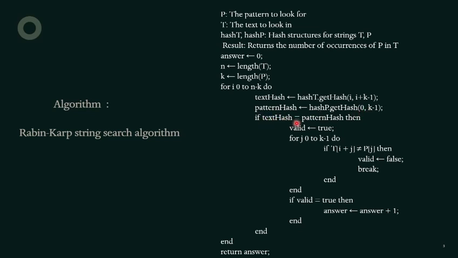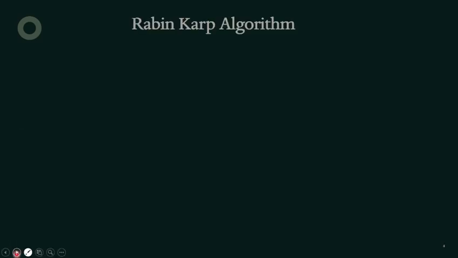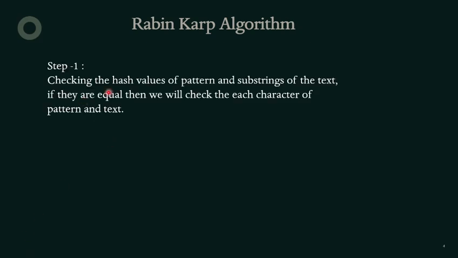If the text hash value and the pattern hash value are equal, then we will check every character in the pattern to see whether it is equal to that in the text or not. If it is not, then it will break the loop. Now let's see how it works. If the hash values of the pattern and the substring of the text are equal, then we will check the characters step by step, and let's see how it's done.